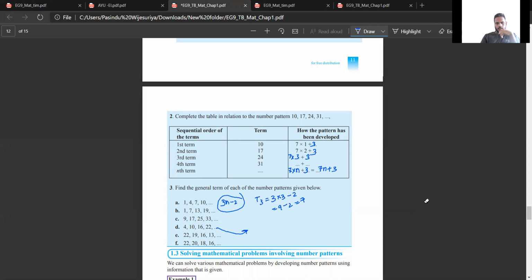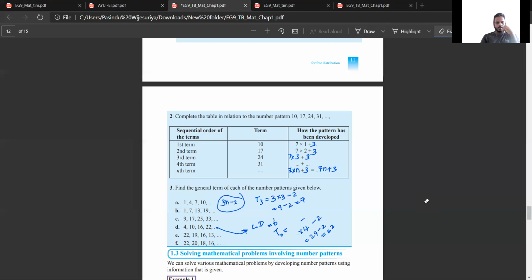Let's take something like this. So 4. The common difference is 6. Okay, then 6n. How do you get 4? Minus 2 is tn. Let's check it with 22. 22 is the fourth term. 6 into 4 minus 2. 6 into 4 is 24, minus 2 is 22. And that 22 is this.